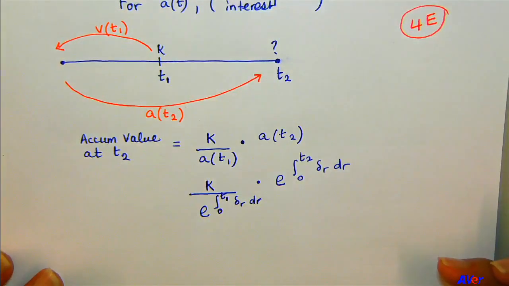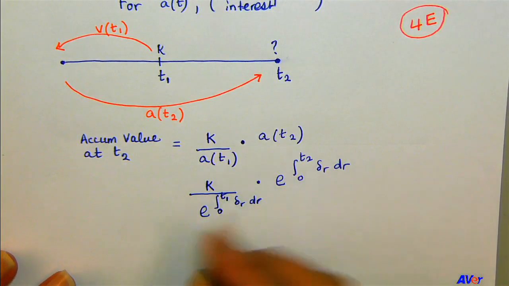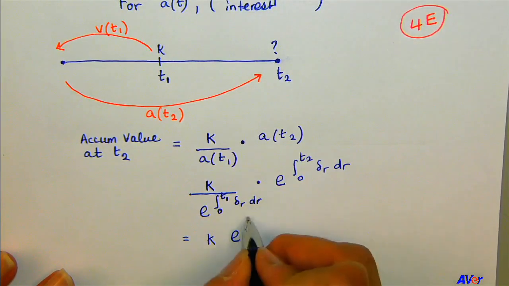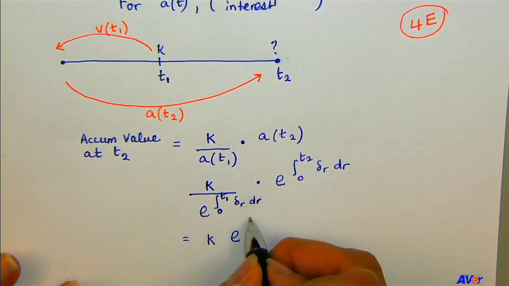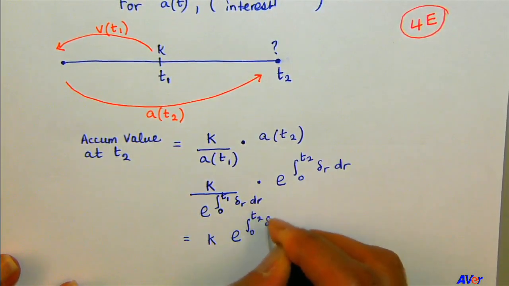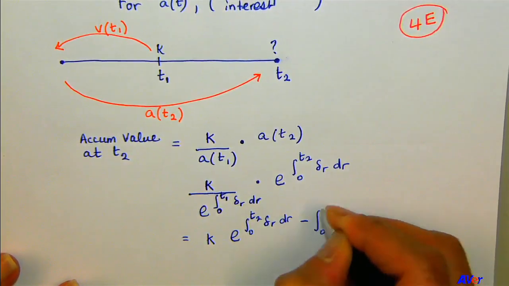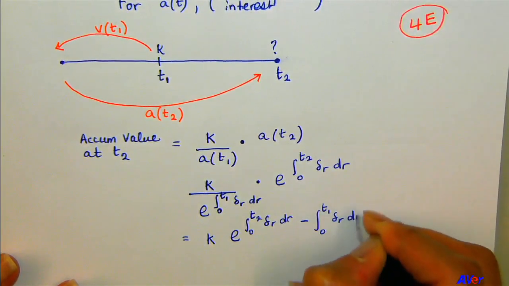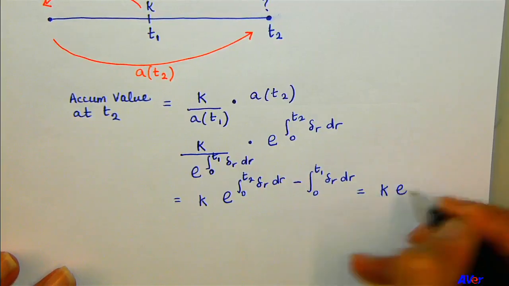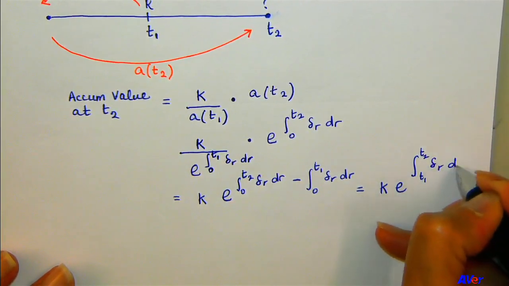Do I really need these two different things here? Can't I combine them? So this is equal to k e to the what? How about like this? Integral from 0 to t2 of delta of r dr minus integral from 0 to t1 of delta of r dr, which is just equal to k e to the integral from t1 to t2 of delta of r dr.